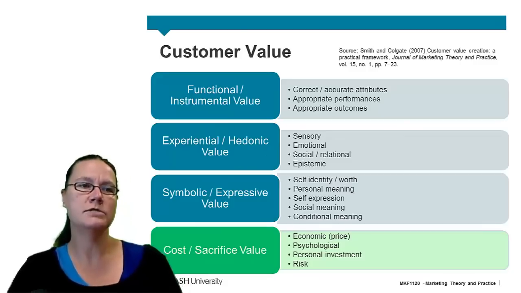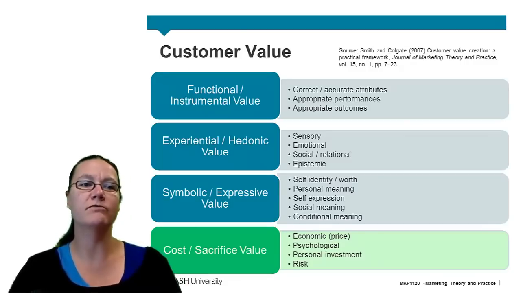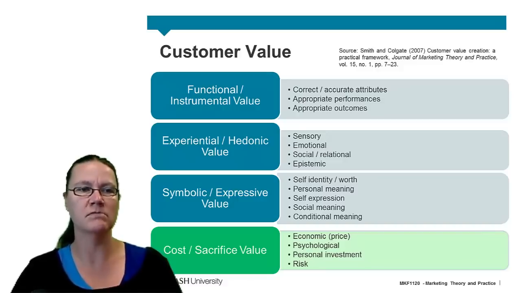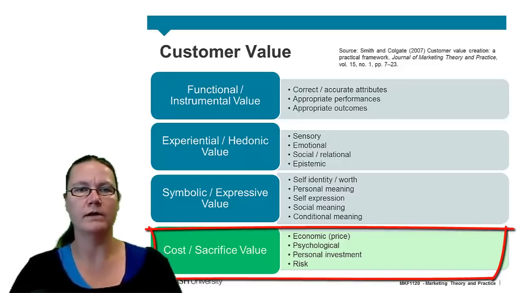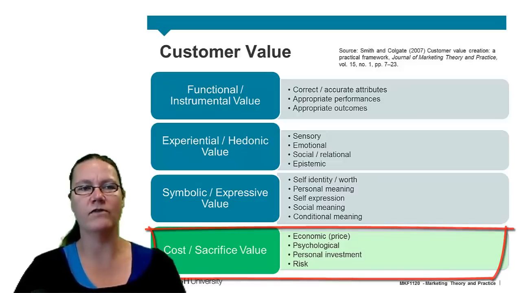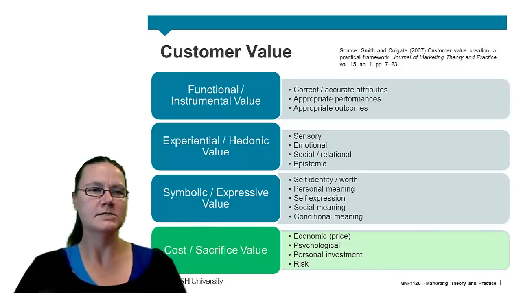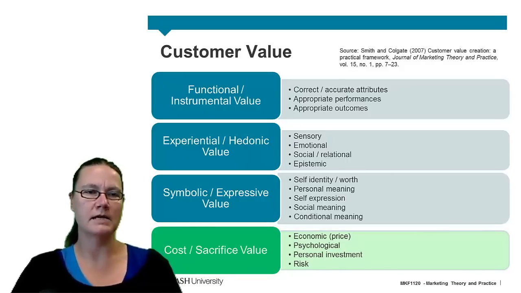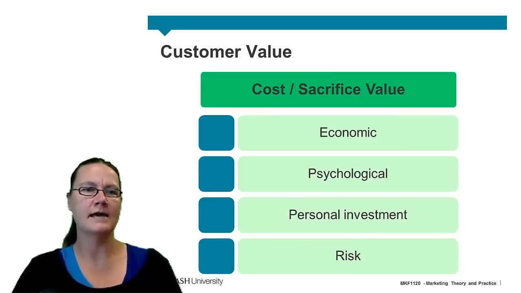So that concludes talking about the three groups of benefits that we can get in terms of the value equation. Now we're going to have a look at the fourth one, the cost, the sacrifice component of value. So let's think now about cost. And as we can see here, cost has four basic components.